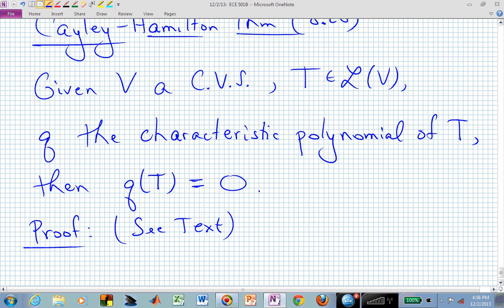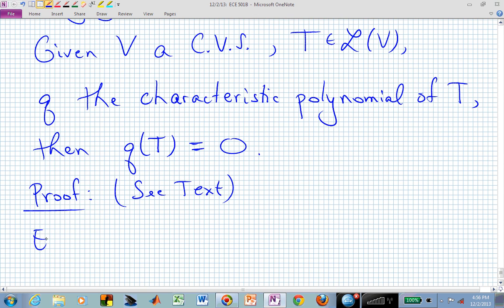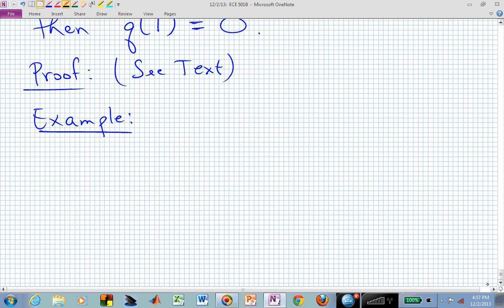For the proof, you can see the text. Let's look at an example of that, because I think the example is more helpful to begin with to think about Cayley-Hamilton than the proof. Let's go back to the earlier linear operator that we had. That one was on this three-dimensional space, where T operating on this three-dimensional vector z1, z2, z3 produced z2 in the first coordinate, 0 in the second coordinate, and z sub 3 in the third coordinate.